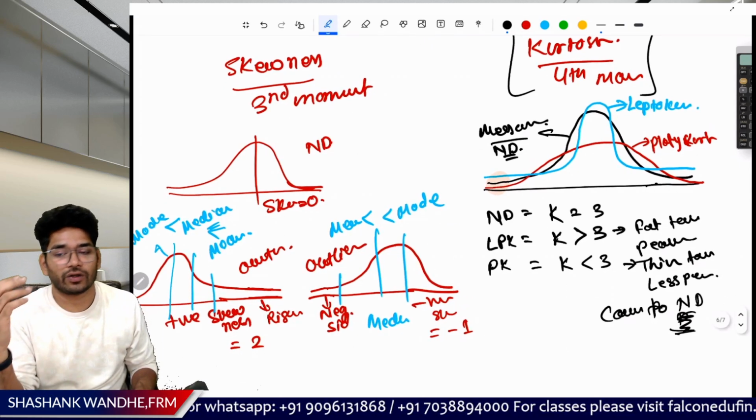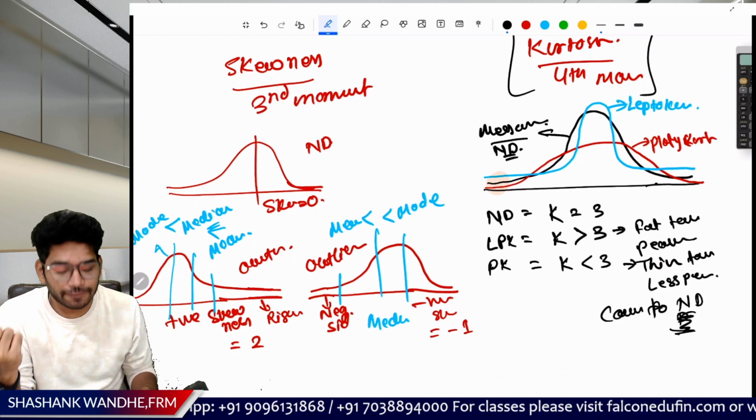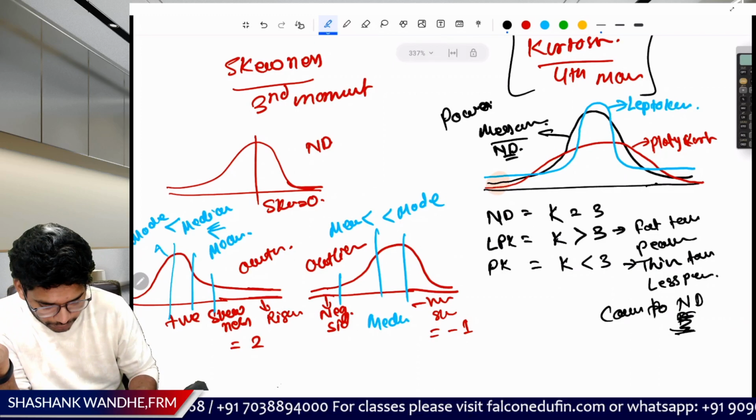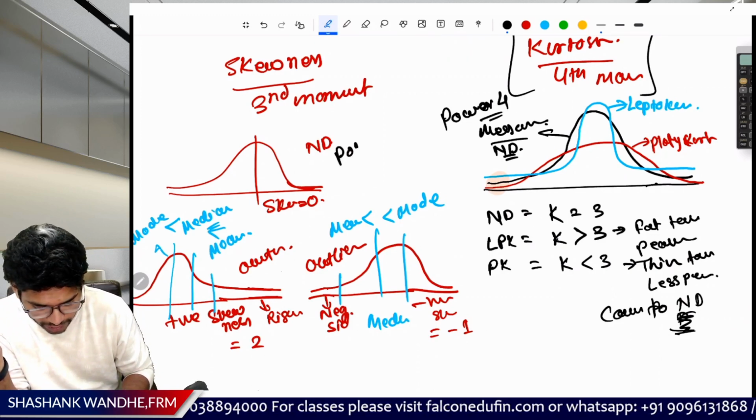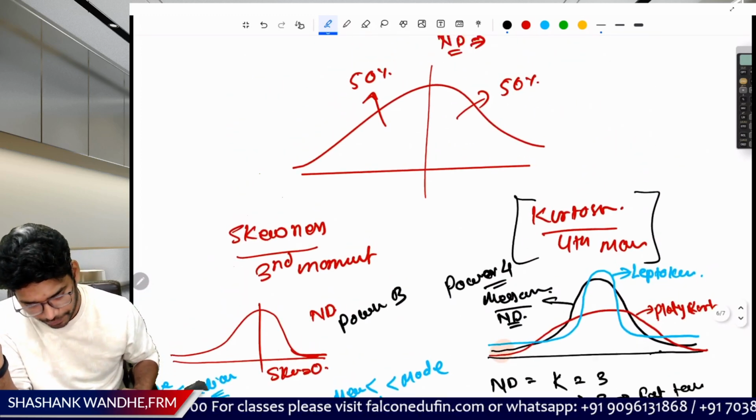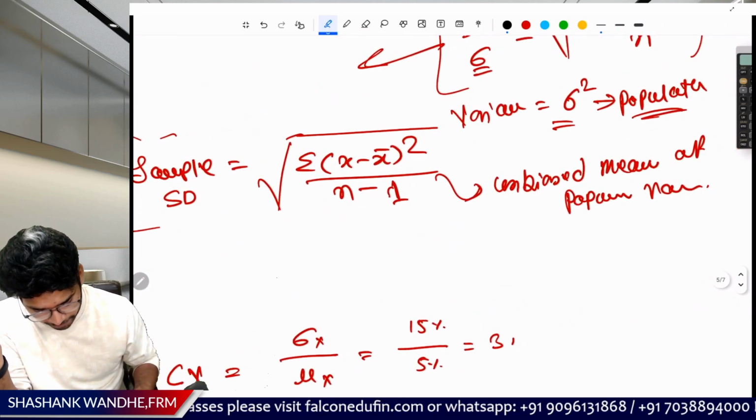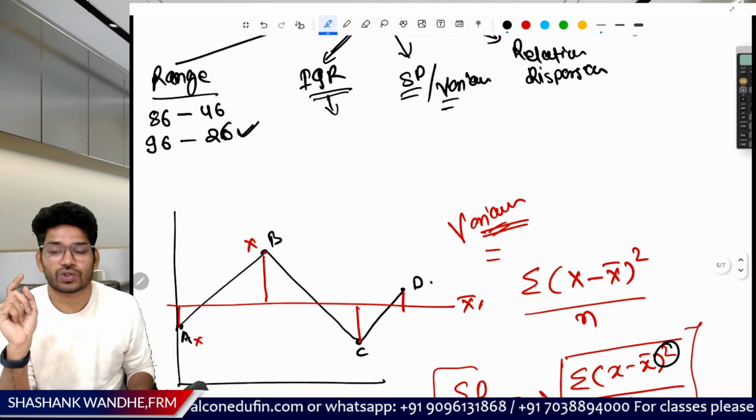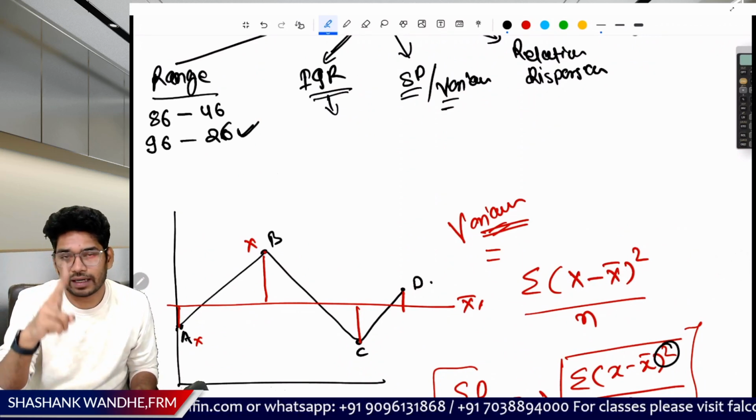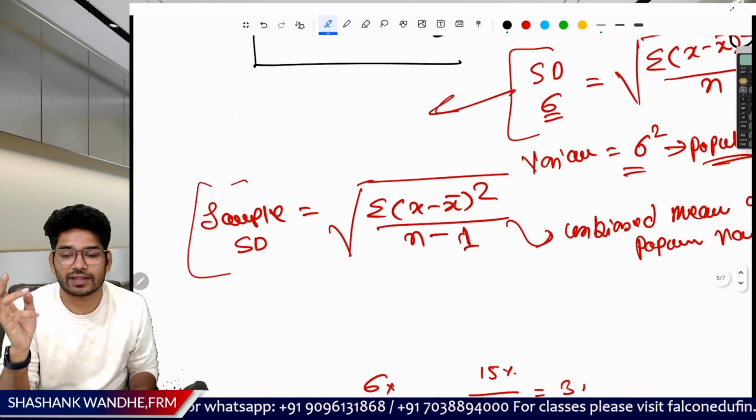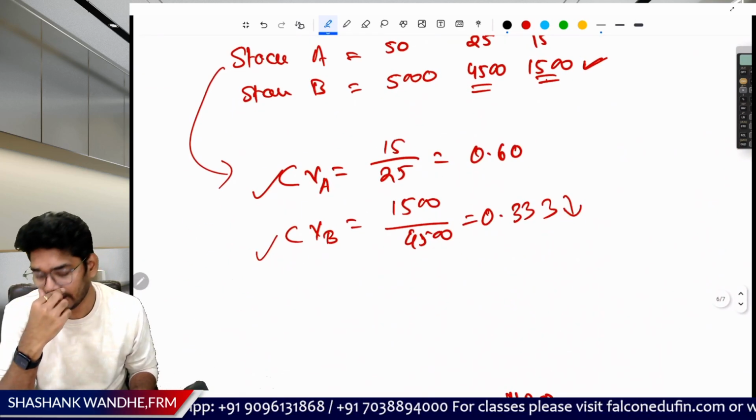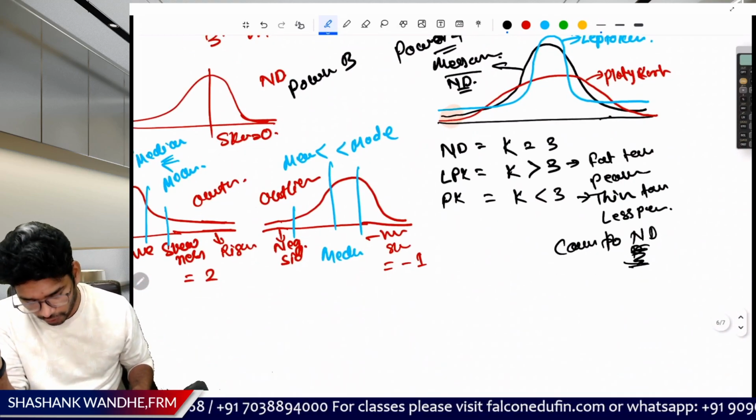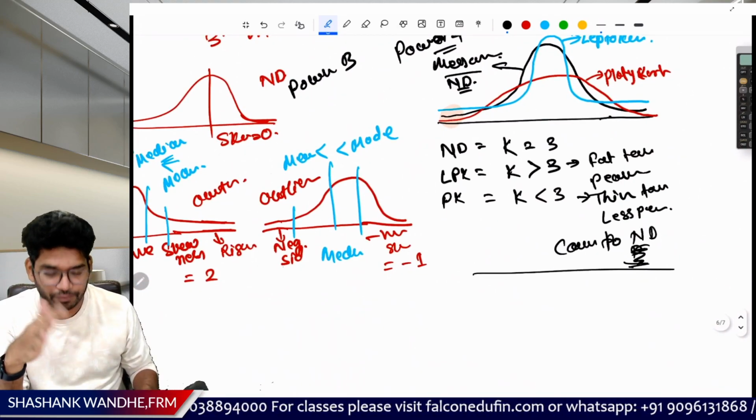Again, this is the fourth moment. You give power of 4 in the calculation. In skewness, you give power of 3 in the calculation. In variance, you give power of 2 in the calculation. In the mean, you give power of 1. So that's why the first moment is mean, second moment is variance, power of 2, third moment is skewness, power of 3, and then kurtosis, power of 4. Okay. Now see here, which is the fourth moment, kurtosis. Now this is about the kurtosis.